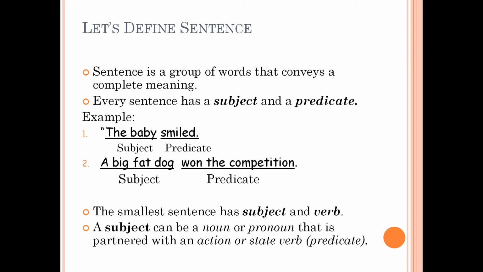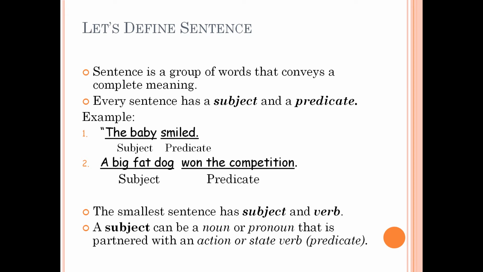Now let's look at the second example. In this sentence: A big fat dog won the competition. Now what's the subject? It's not a one word subject in this sentence. A big fat dog. This complete chunk of words is the subject. And the rest of the part of this sentence, won the competition, is the predicate. So the simple way to identify the predicate is everything that's not the subject is the predicate in a sentence.